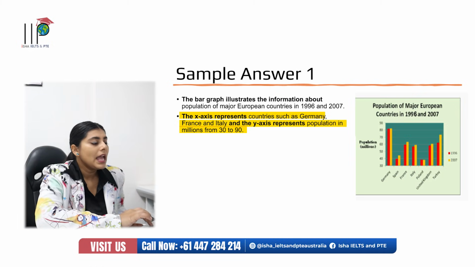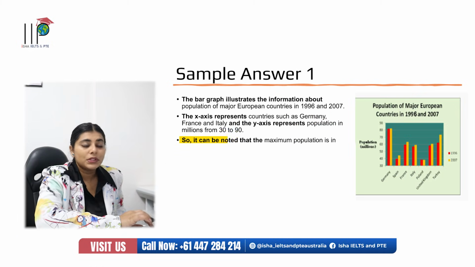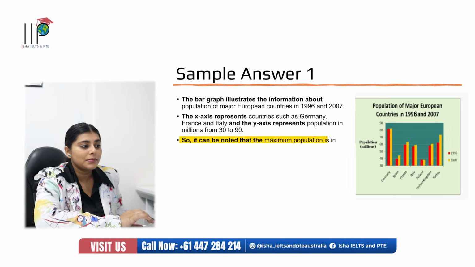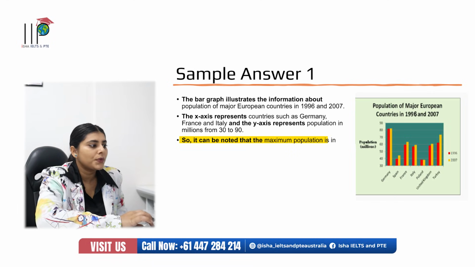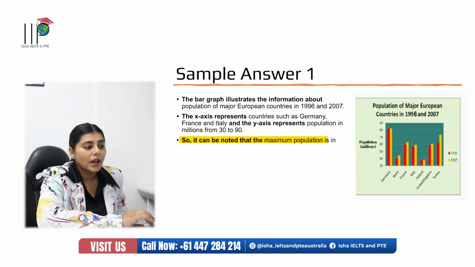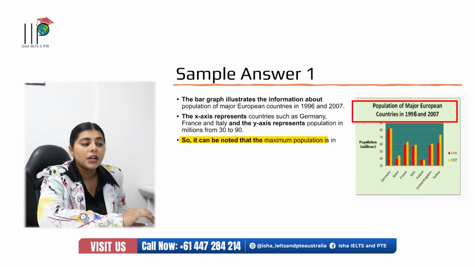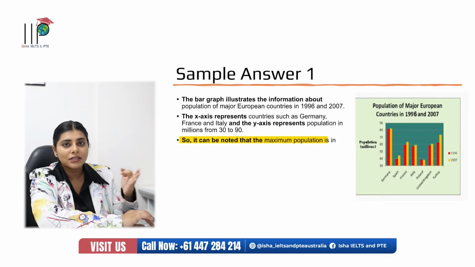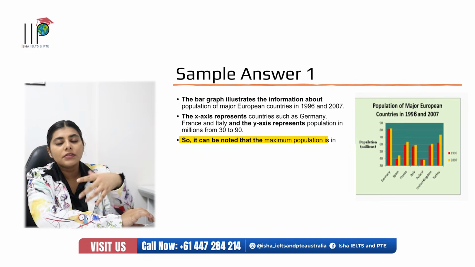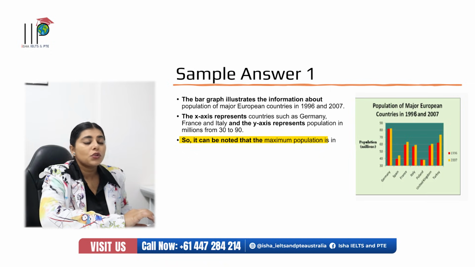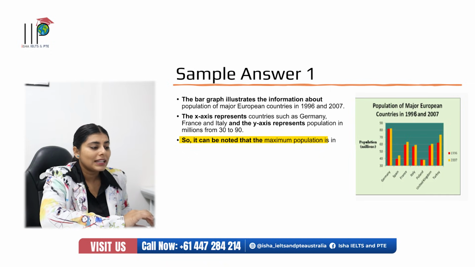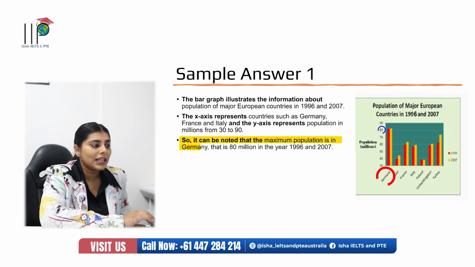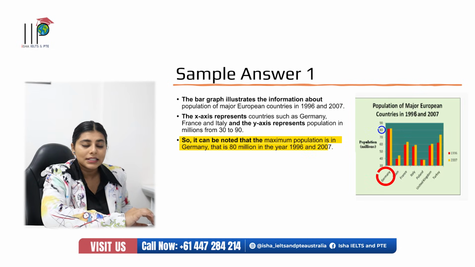it should be fine. And then so it can be noted that, like I said, we are going to discuss the maximum aspect over here. So you can say, so it can be noted that the maximum population, so I have taken this word population from here. You don't have to speak the whole phrase like population in major European countries. You can just pick 1 or 2 words from the heading that is given to you. So over here you can say, so it can be noted that the maximum population is in Germany, that is 80 millions in the year 1996 and 2007.